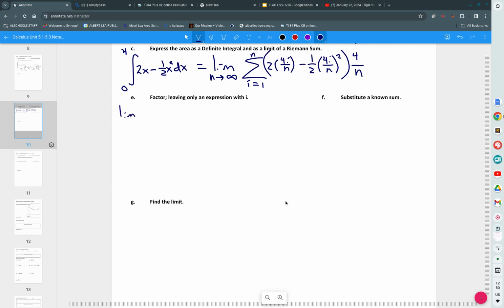So limit as n goes to infinity of the sum from i equals 1 to n of. Now I'm going to put a couple sets of parentheses here and a 4 over n there. All right, what do I get for my first term? 8i over n. Minus, what am I going to get there? 16i squared over 2n squared. So can I do 8i squared over n squared?